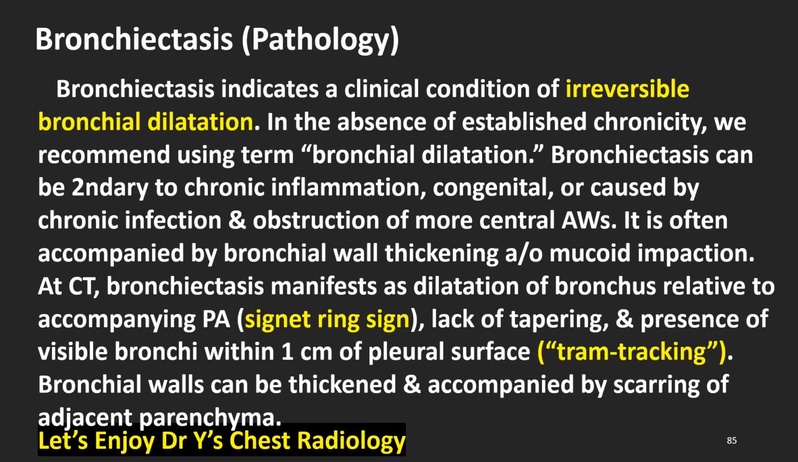On CT, bronchiectasis manifests as dilatation of bronchi relative to the accompanying pulmonary artery, the signet ring sign, lack of tapering, and presence of visible bronchi within 1 cm of the pleural surface, tram tracking. Bronchial walls can be thickened and accompanied by scarring of adjacent parenchyma.